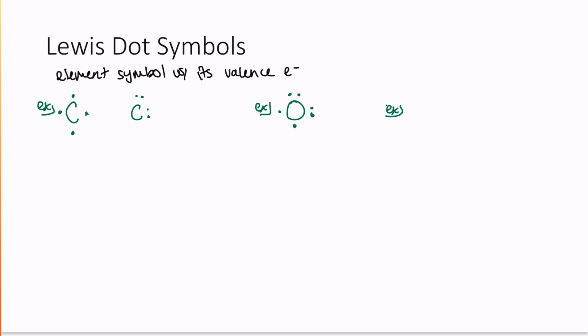Now, this will only work if you put 1 electron on each side, then start doubling up. Let's look at nitrogen. Nitrogen has 5 electrons, so I can do 1, 2, 3, 4. I can double up my 5th one, and this tells me that 1, 2, 3, nitrogen is going to like 3 bonds.